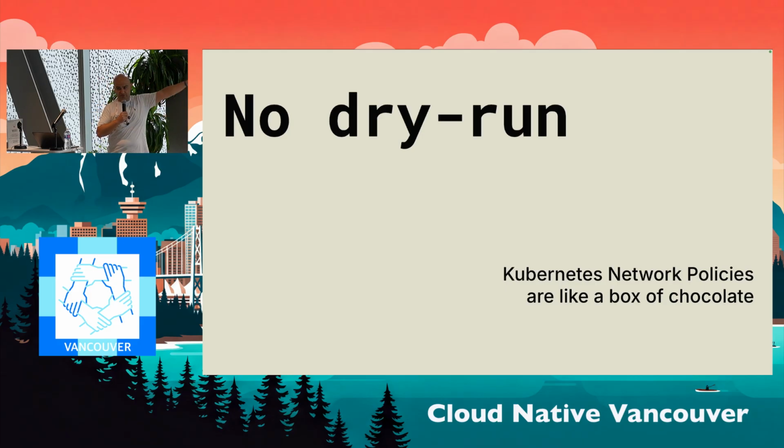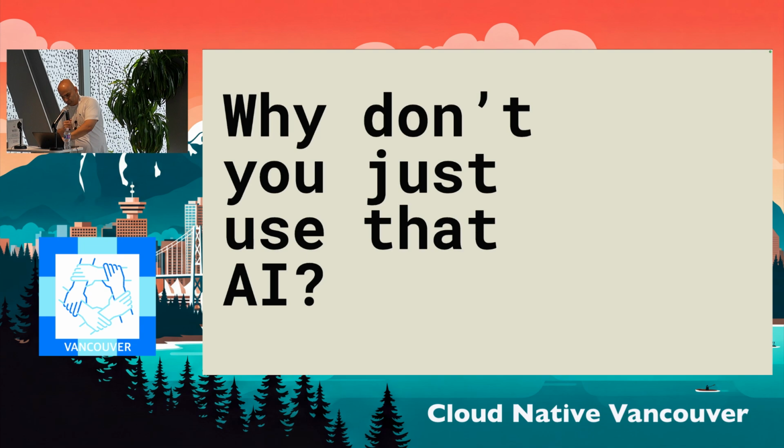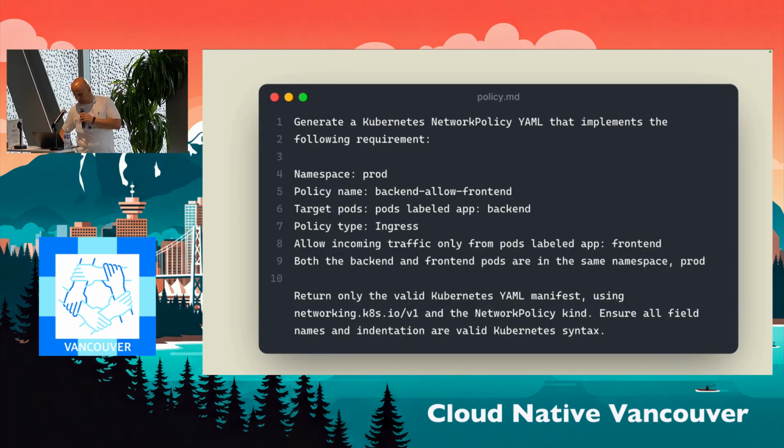You have to write the policy, apply it to figure out what's going on. Now, a lot of you are going to say, why don't you just use that AI, whichever AI, I don't know, OpenAI or Claude or whatever, doesn't matter. There is one problem here. I literally wrote a policy, gave it to AI, and asked it, give me something that helps me to write this policy. This was what it wrote back.